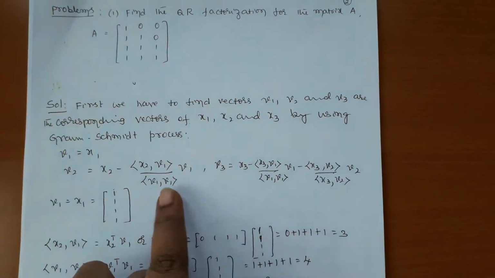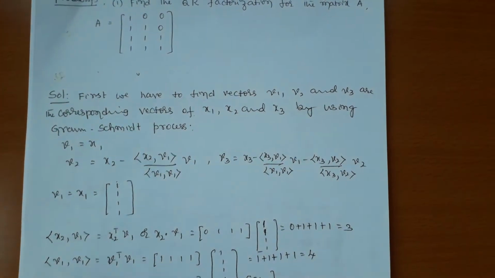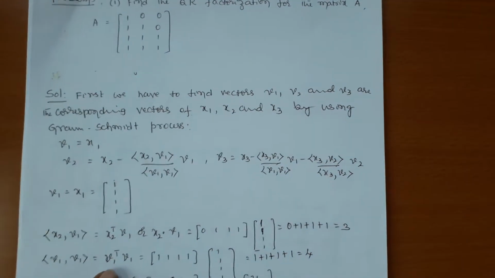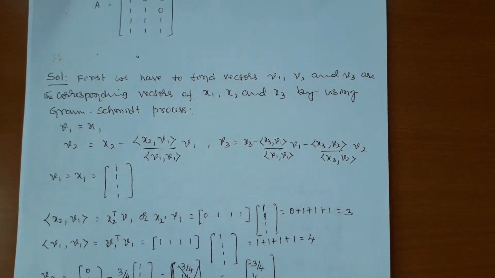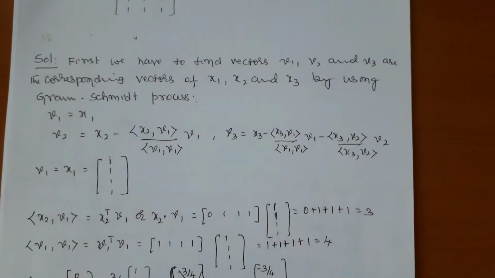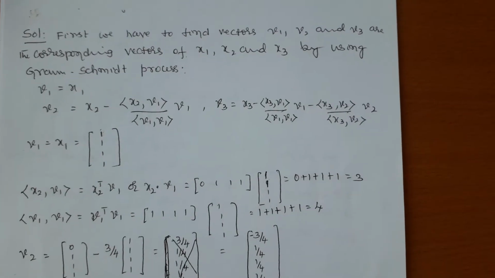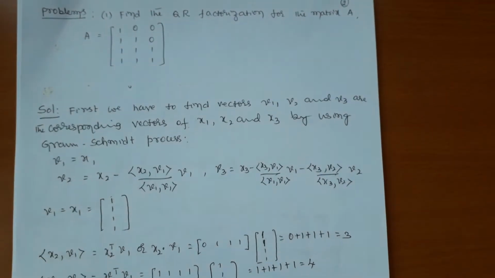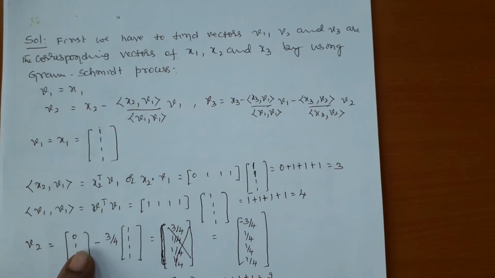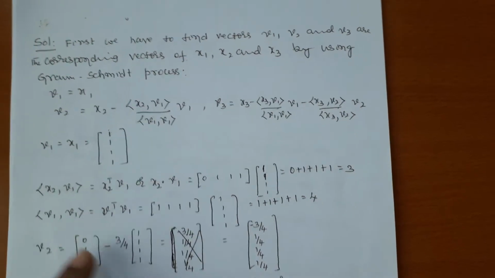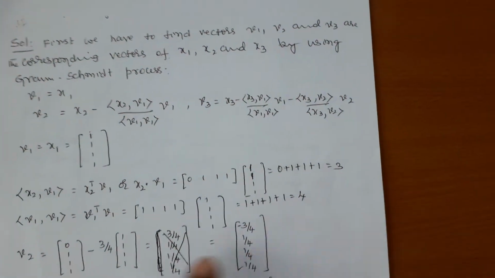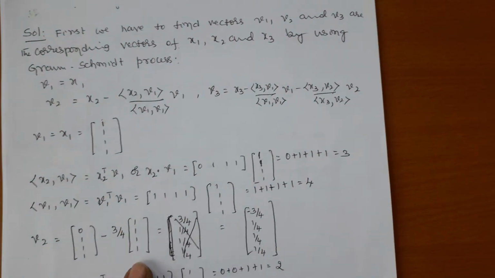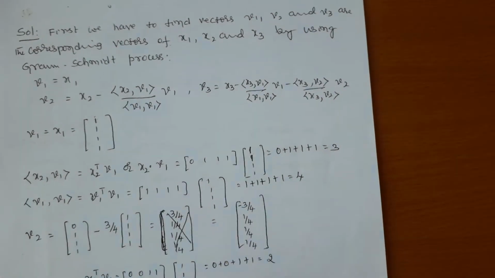And then find the inner product of V1. V1 transpose into V1 is 1 square plus 1 square plus 1 square plus 1 square. We get 4. Then I have to substitute these values in V2. V2 must be equal to X2, which is 0, 1, 1, 1, minus the inner product of X2 and V1, which is 3, divided by the inner product of V1, which is 4. So 3 by 4 into V1. Simplify that, we get the vector for V2.